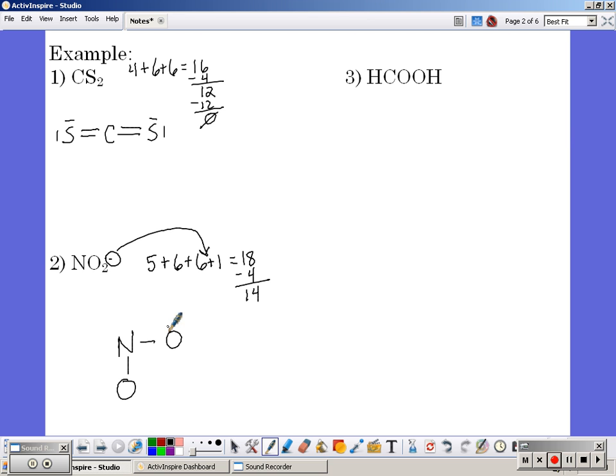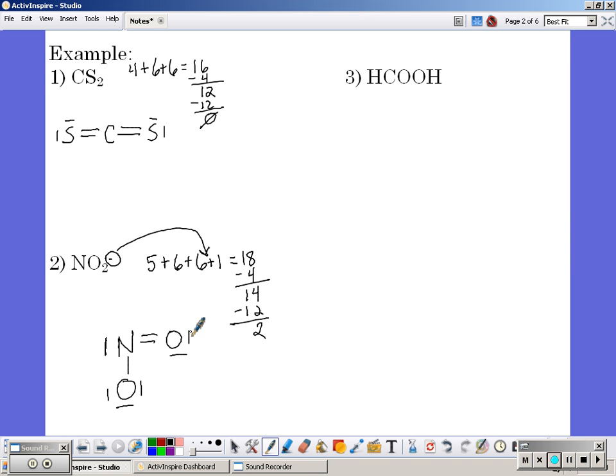Satisfy the octet on the oxygens. So that's 12, leaving me with 2. So I can put those 2 on the nitrogen. So my oxygens have complete octets, but my nitrogen does not. So that means one of my oxygens is going to have to lose a lone pair and double bond with the nitrogen. Now I have all of my atoms with the complete octet.